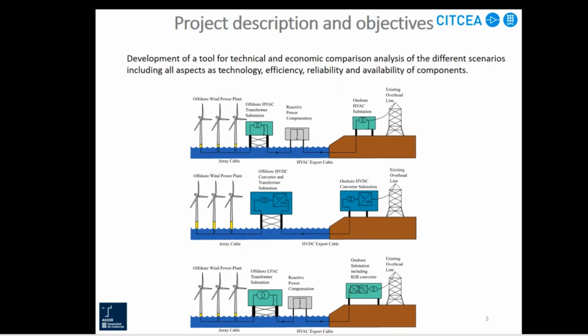In the combination of AC or DC offshore wind power plants, we have different scenarios that could be analyzed at the same time, technically and economically. Therefore, at the end, we can do a final selection of the optimal design, starting from the offshore wind power plant to the shore.